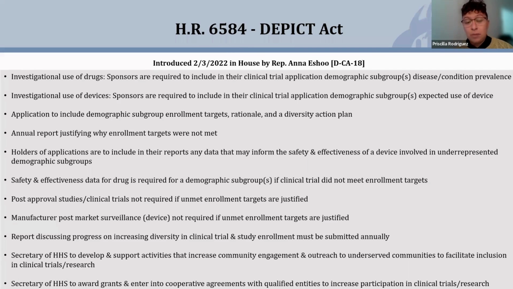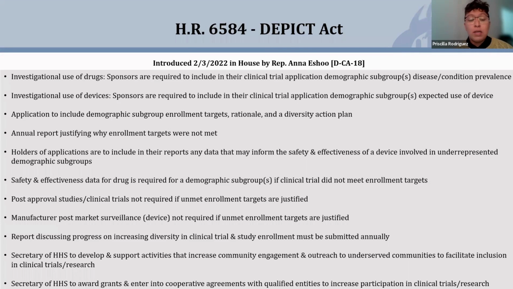For devices, similar, they're required to include in their clinical trial application demographic subgroups expected to use their device. There is an annual report that is required that justifies why enrollment targets weren't met. The application submitted should include enrollment targets, rationale for those enrollment targets, as well as a diversity action plan. Safety and effectiveness data for the drug is required for subgroups if the clinical trial did not meet enrollment targets.